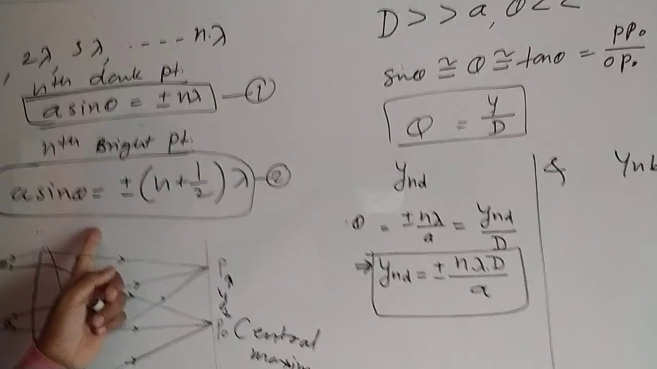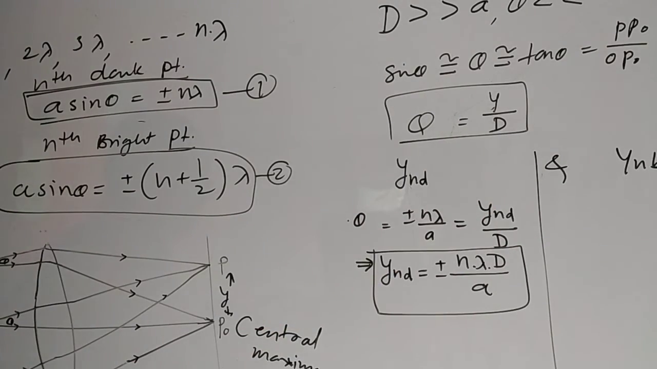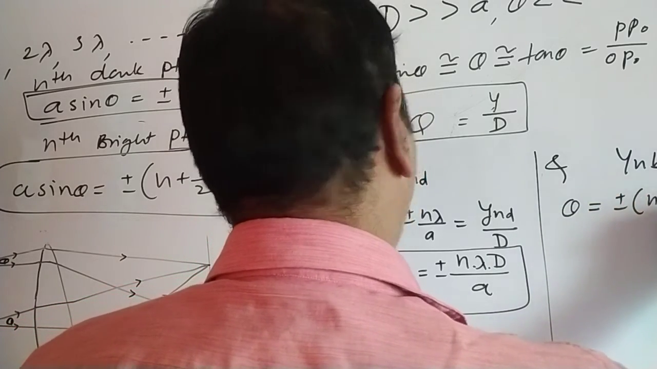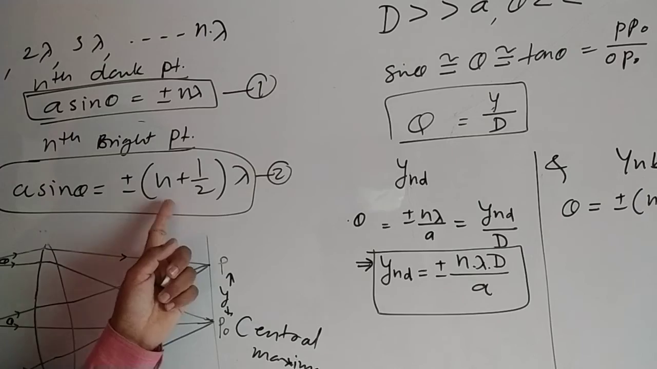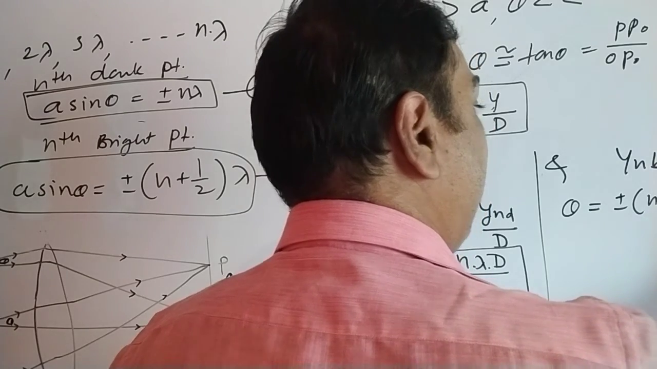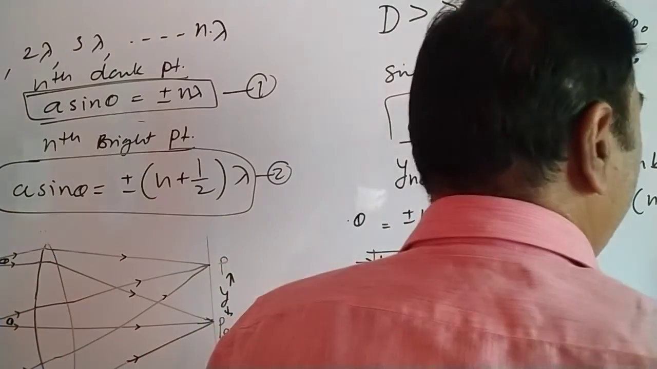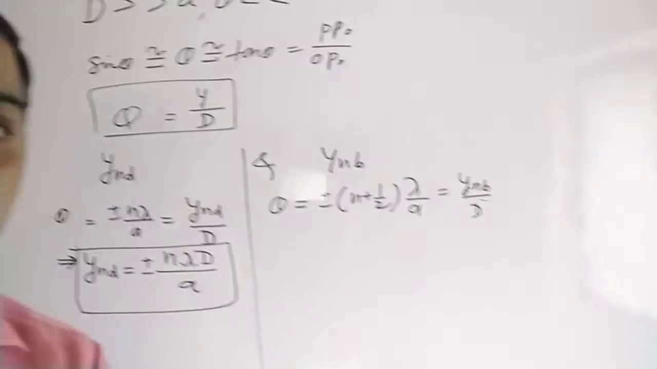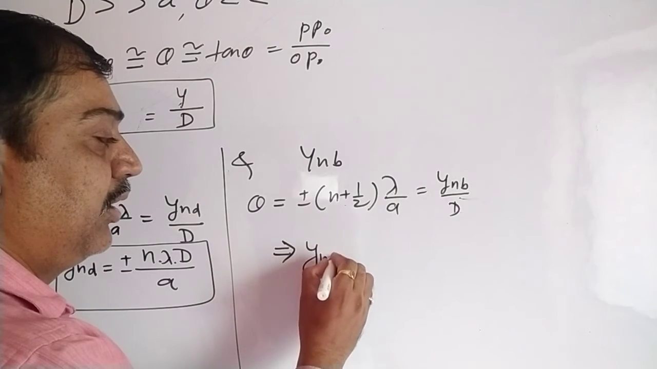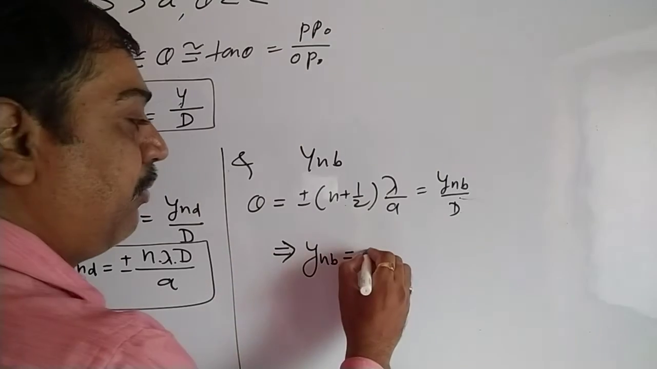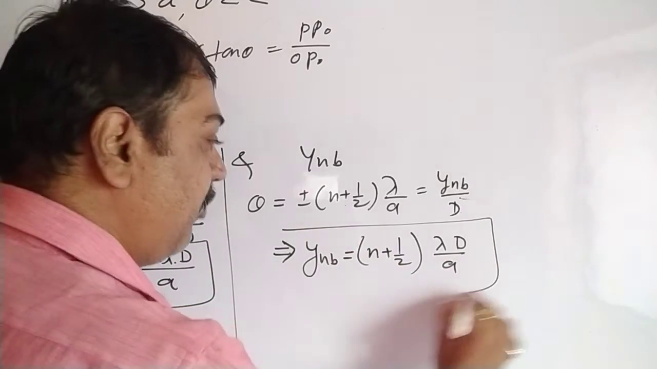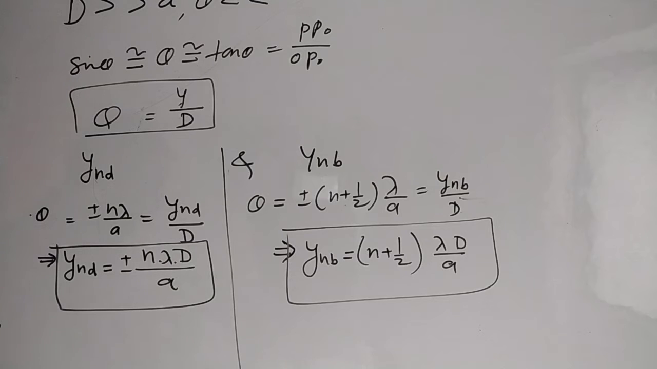Similarly, use this equation for bright point and find out the y and b. So we can write here again theta equal to plus minus n plus 1 by 2 lambda divided by a. That is according to the second equation I have written, the equation for bright point. Now here what is theta? Y and b divided by capital D, sorry, it must be capital D. Our aim is to find out y and b. This implies that distance of the nth bright point from central maxima equals n plus 1 by 2, D goes to numerator, lambda D divided by a. This formula gives the distance of nth bright point from the central maxima.